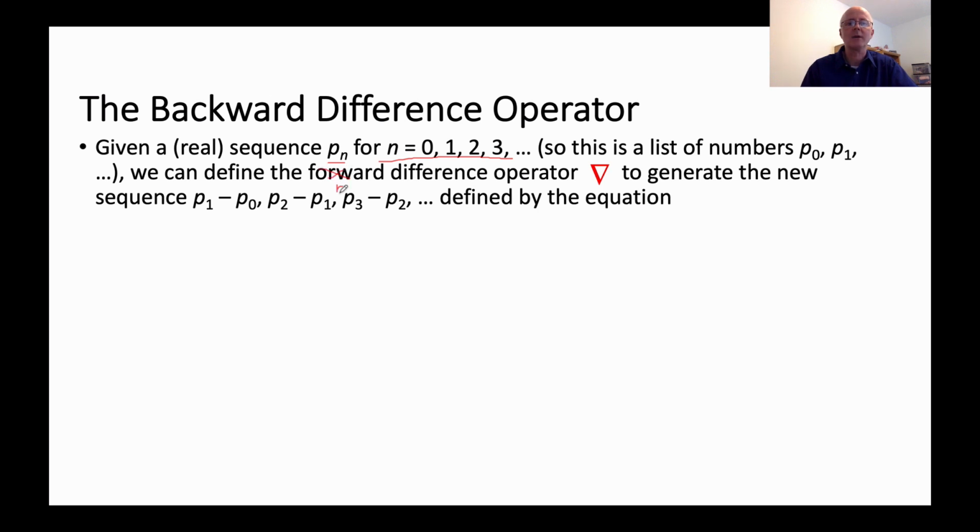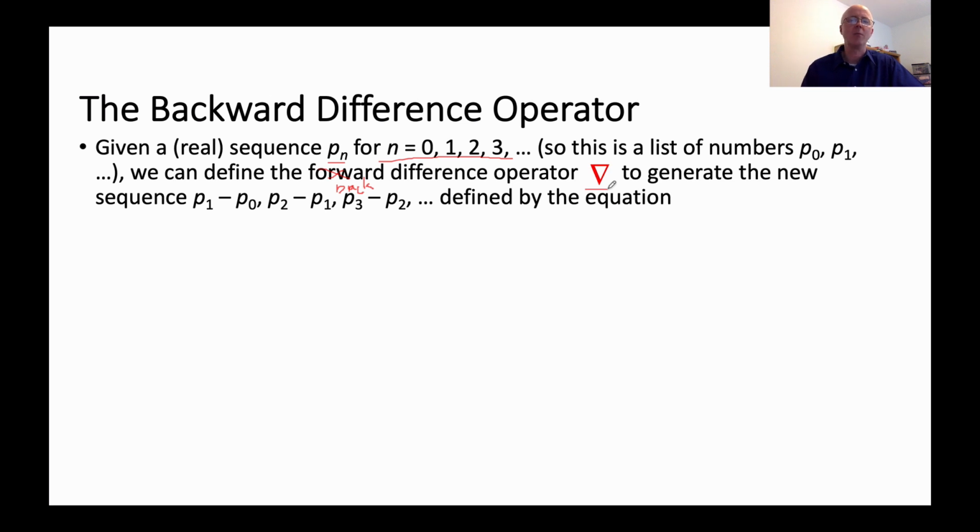The backward difference operator is not capital delta. This is the word back. It's upside down capital delta, which does have a name, and it's a beautiful name. It's called nabla. I think that's a Hebrew word. Nabla.